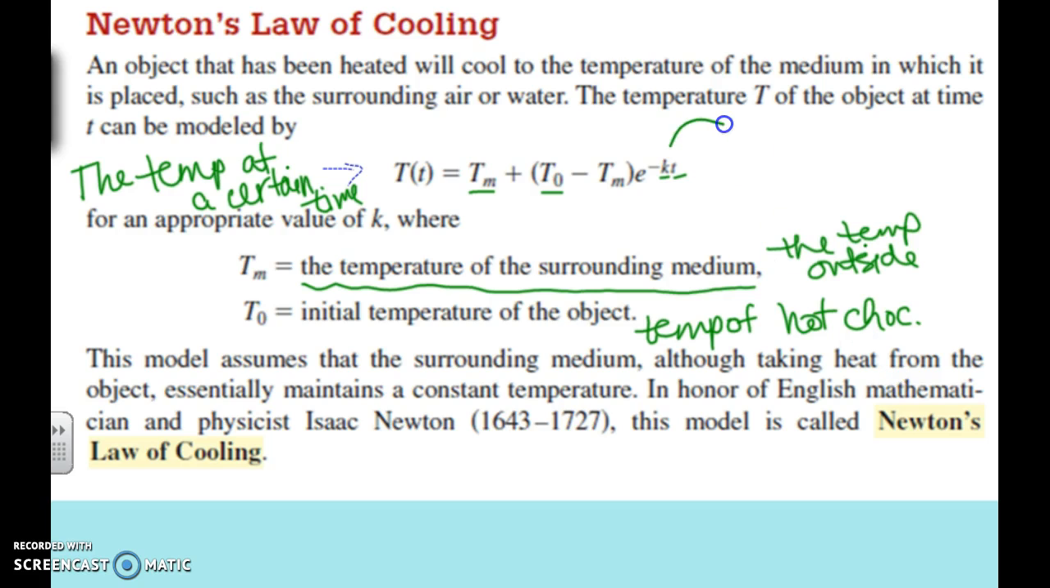k up here is going to be known as your constant of variation. We've talked about constants of variation, and basically this constant changes depending on what we're doing. So oftentimes we're going to find that we're going to solve for the k value, plug it back in, and then solve for a different variable. t is time. So that is how long has the object been cooling in the surrounding area.